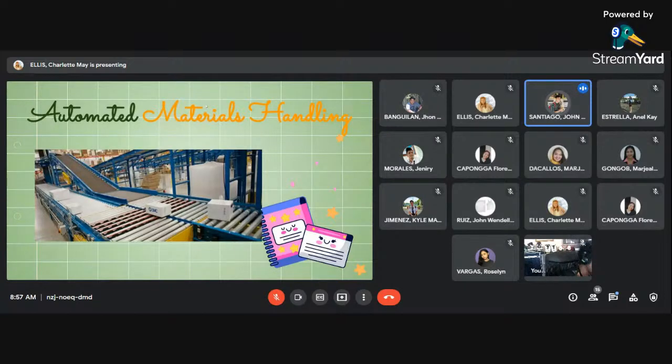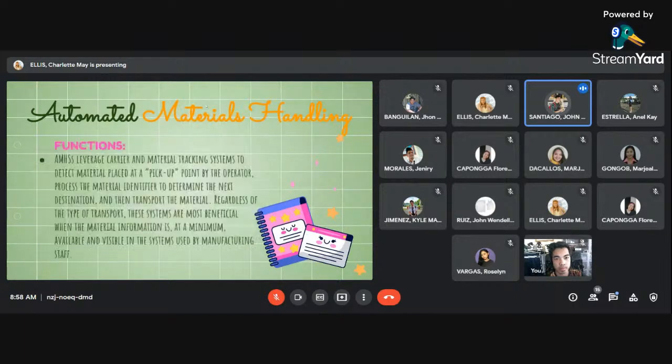Ayan, example diyan ng isang automated materials handling system. So, hindi lang siya basta equipment. Meron din siyang nakapaloob na system para gumana yung isang equipment sa isang manufacturing company and sa warehouse. So, pag sa ganyan, isisimula siya sa isang duct, then hanggang sa mabuo siya, and then hanggang sa boxing siya, and then dun sa storage niya. So, etong system na to, according to Vargas kanina, less human error, and according to Capongga, increase work productivity, and yun nga, less human error. So, next slide.